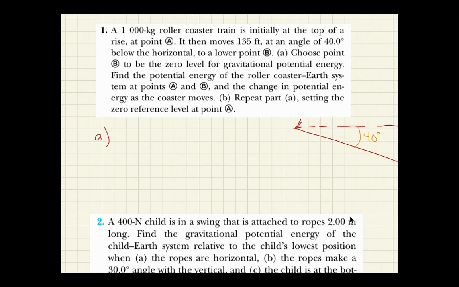And my coaster is moving down this at 135 feet. So first off, I know my mass is 1,000 kilograms. I know G is 10 meters per second squared. And remember, because energy can't be negative, it's a scalar quantity. When we're doing energy problems, we do not assign a negative sign to G. G is always positive in an energy-related problem.